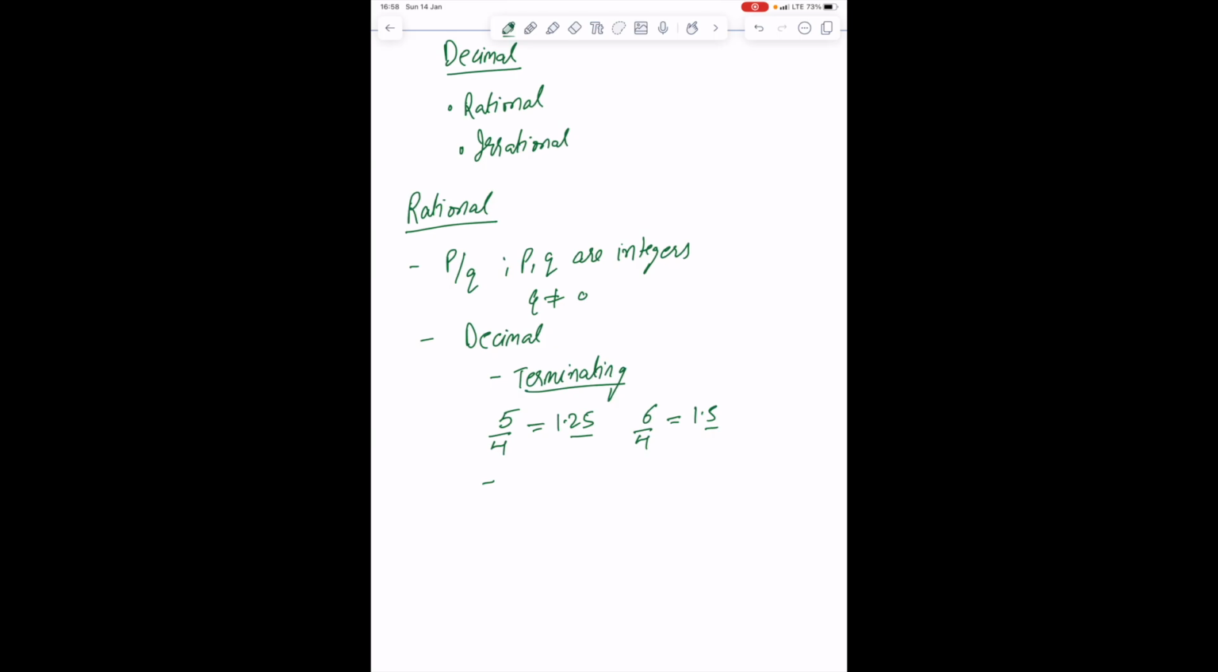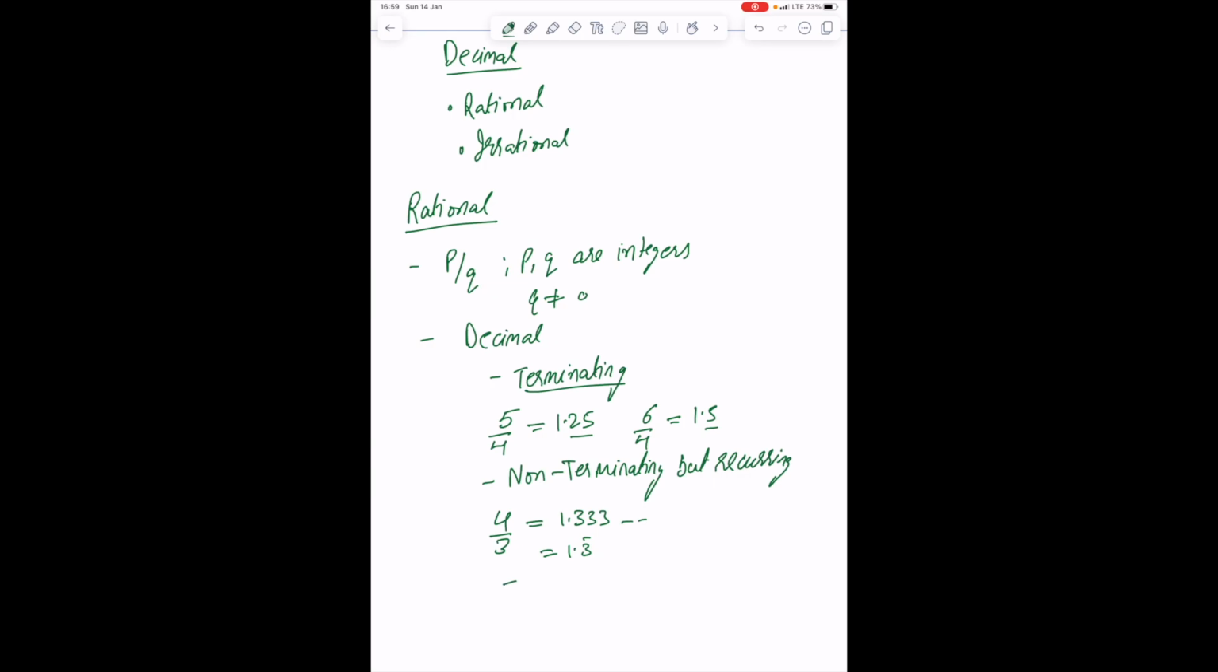Second characteristic of a rational number is it can be non-terminating but recurring. What do you mean by that? We'll understand with another example. If we take the number 4 by 3, it would be represented as 1.333 and so on. It can also be written as 1.3 bar, where 3 is the recurring number. So the number is not terminating but it is recurring. The last digit is recurring in this case.